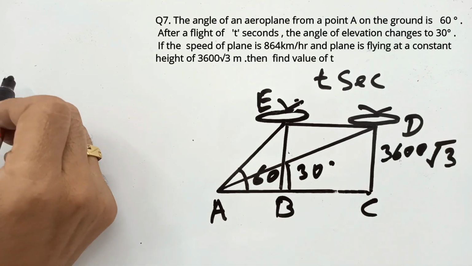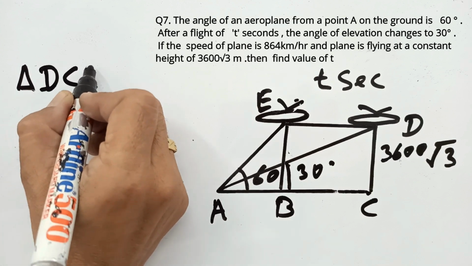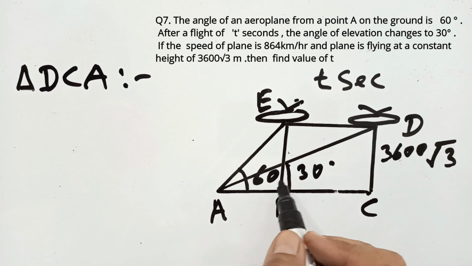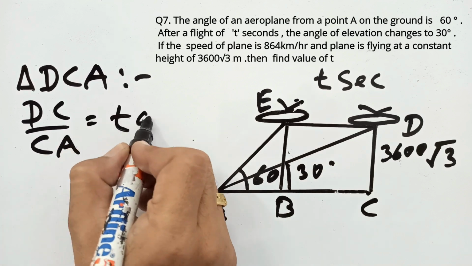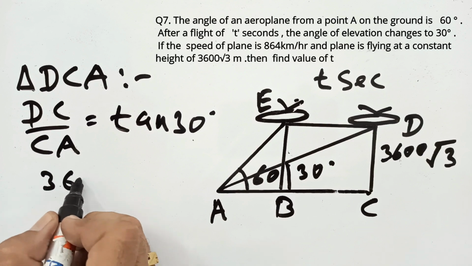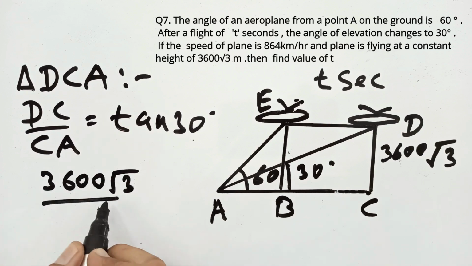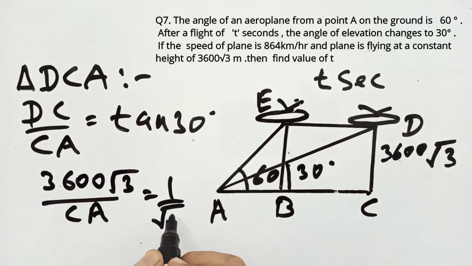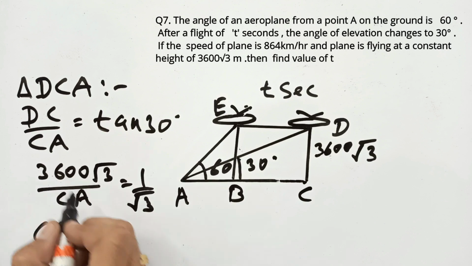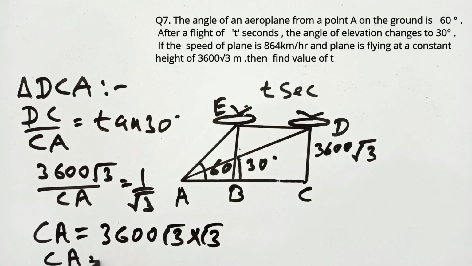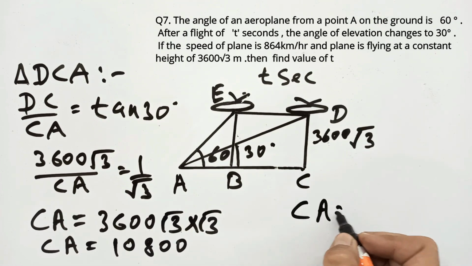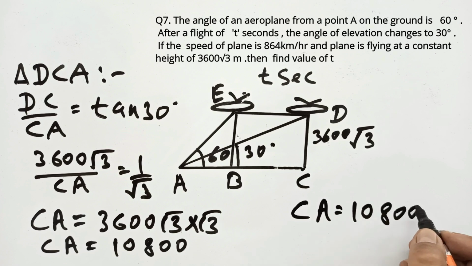In triangle DCA, DC upon CA is tan 30. CA is equal to, we'll cross multiply this one. We found CA is equal to 10,800 meter.